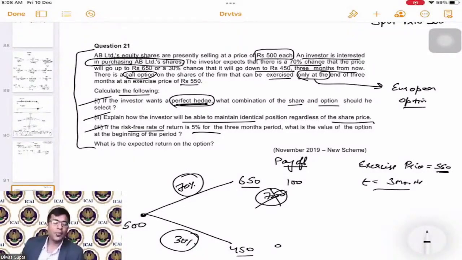What is the value of the option at the beginning of the period? Now, value of the option means they are asking about the premium, correct? Because the value of the option is nothing but the premium, correct? Now this is a very typical part, but let us try to attempt this. We will form one equation, through that we'll try to calculate the value of the option.